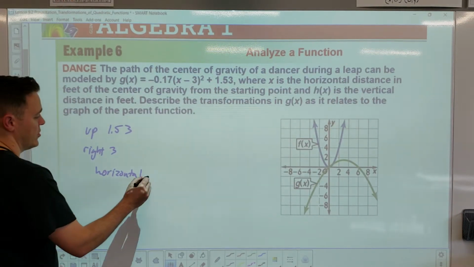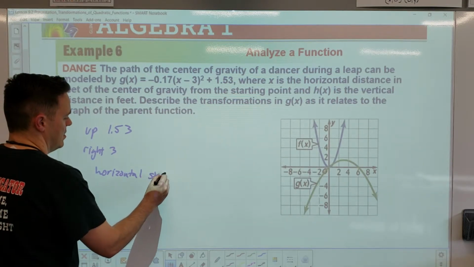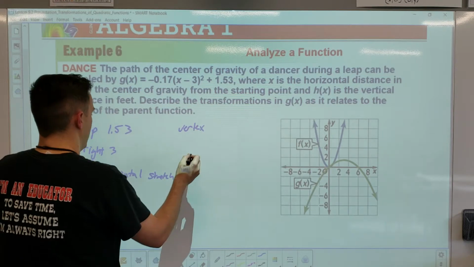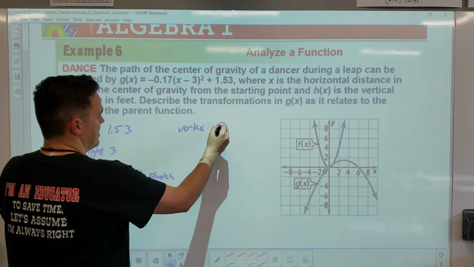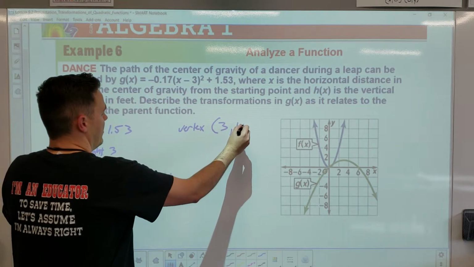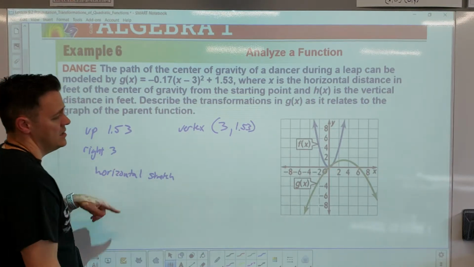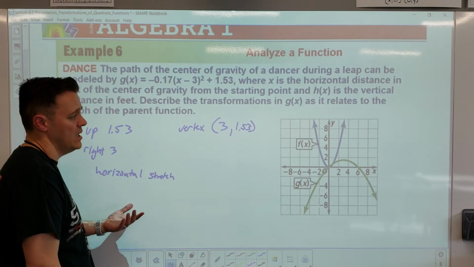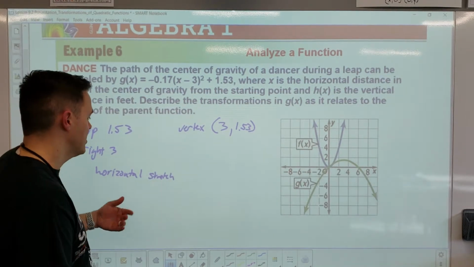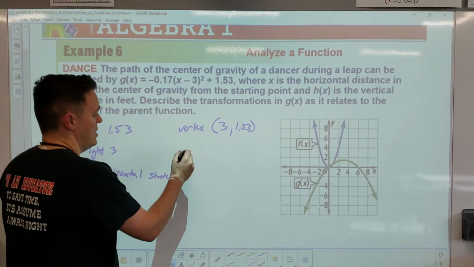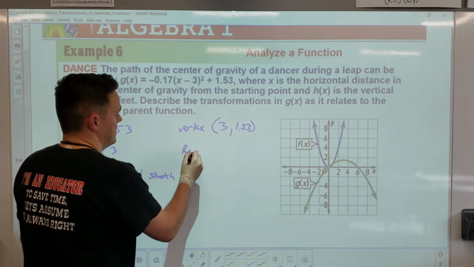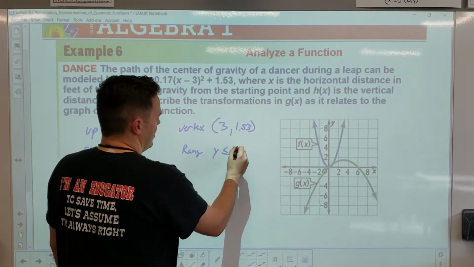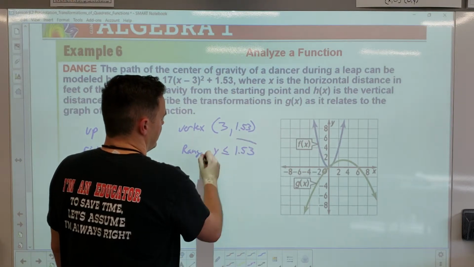I also want to know the vertex. Okay, my vertex is my x value, and then it's 1.53. And last but certainly not least, ladies and gentlemen, you have to talk about the transformation of it. Which way is it going? It's going down, and what is my range? My range is going to be y is less than or equal to 1.53.